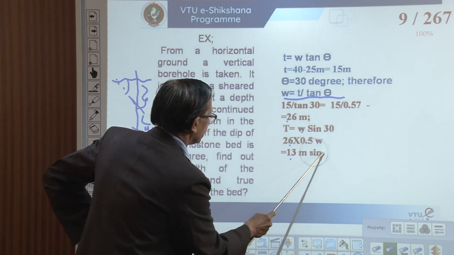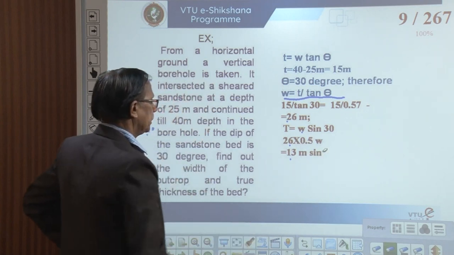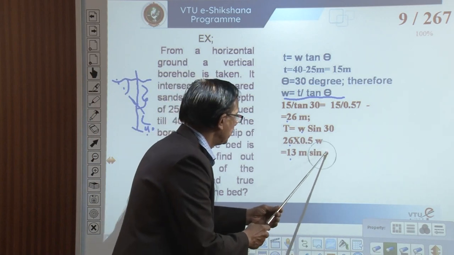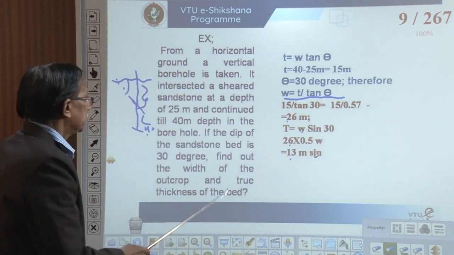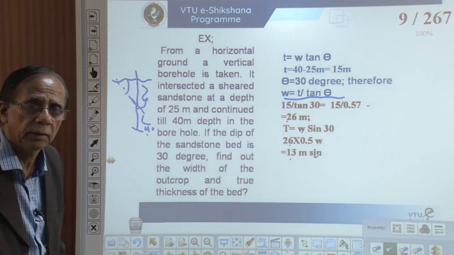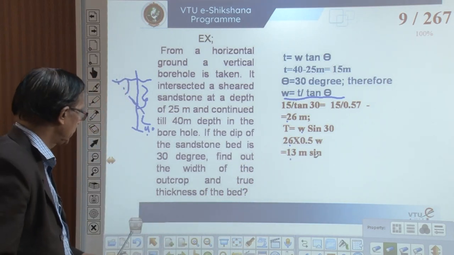Sorry, this is wrong. 13 meter, not sine. 13 meter. Sorry, this you remove. So, capital T is 13 meter. That is the simple solution.